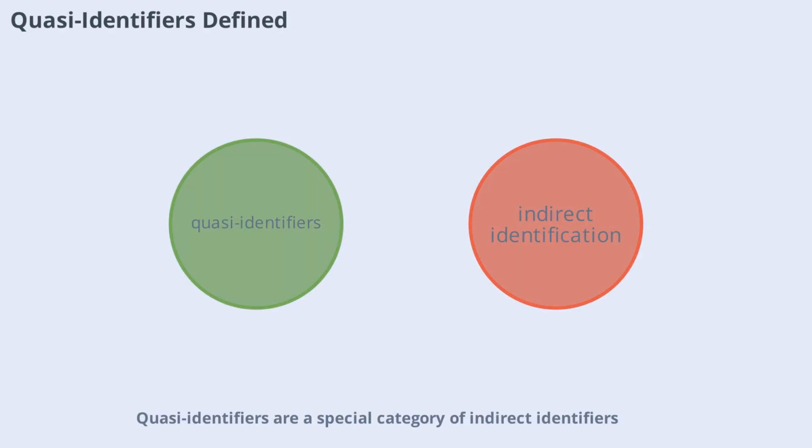Quasi-identifiers are a special category of indirect identifiers. They don't identify you by themselves, but when combined with other quasi-identifiers, they can. For example, knowing someone's birth date, gender, and zip code can uniquely identify a large percentage of people in the United States. This is why organizations must be careful with even seemingly innocuous data.